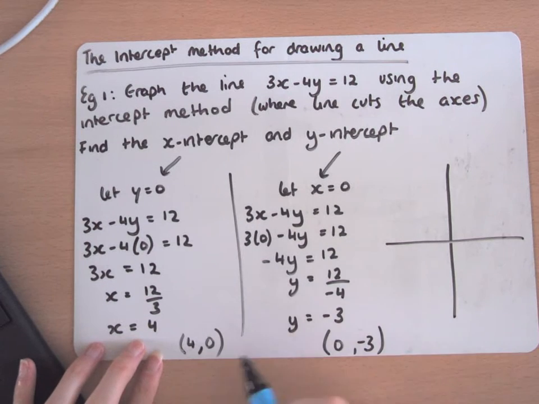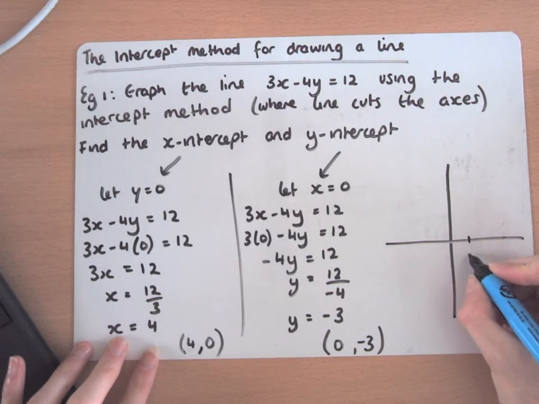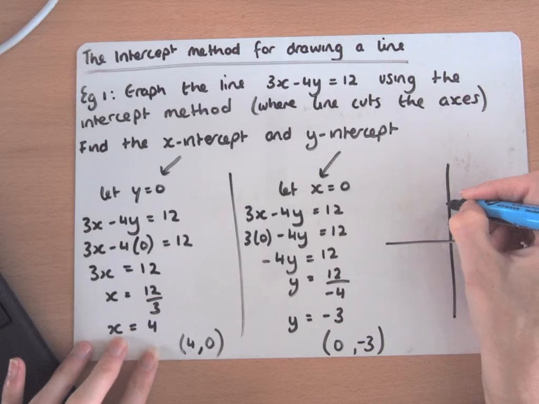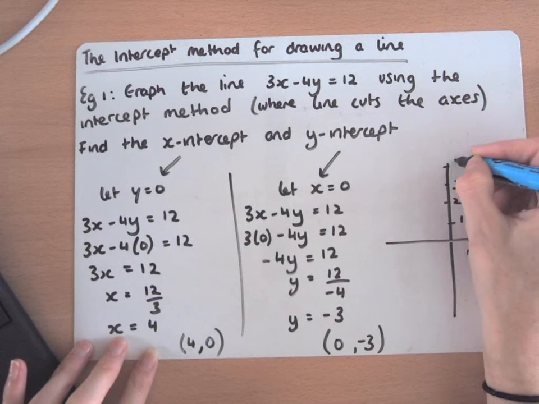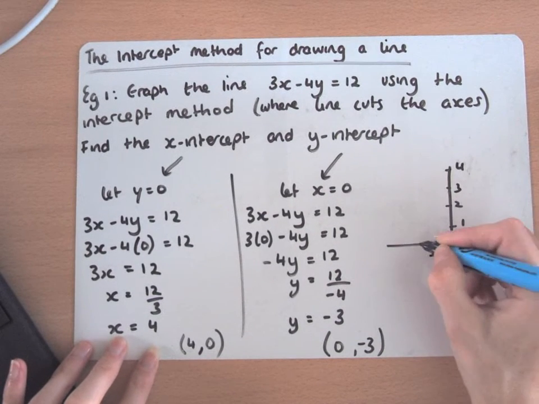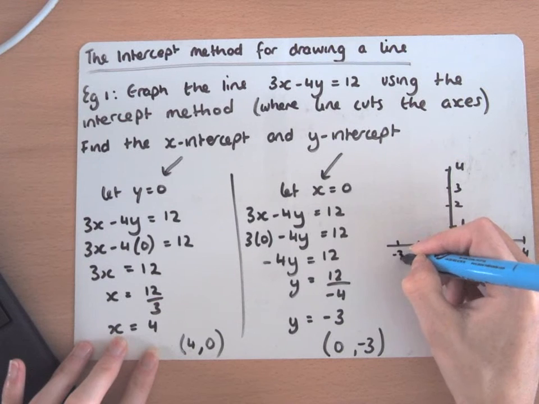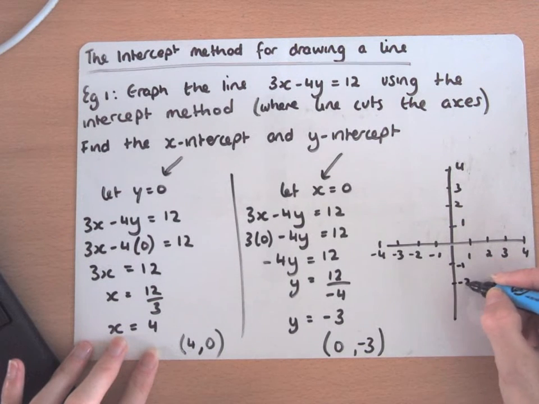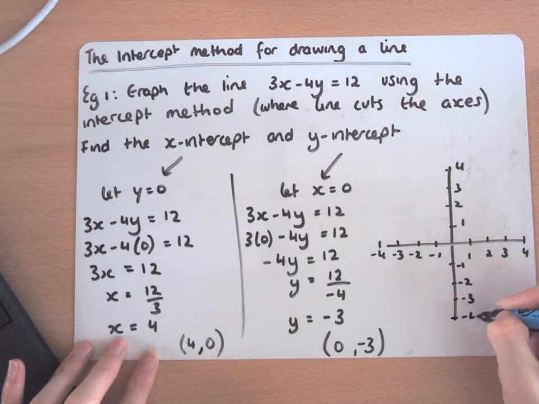Now just looking at that, I'm just going to go to 4s on all the axes. Okay, so I'm going to go 1, 2, 3, 4, 4 up as well, over to minus 4, and down to minus 4. Just because.